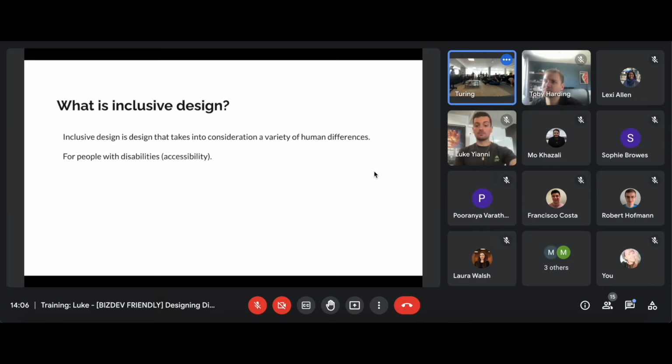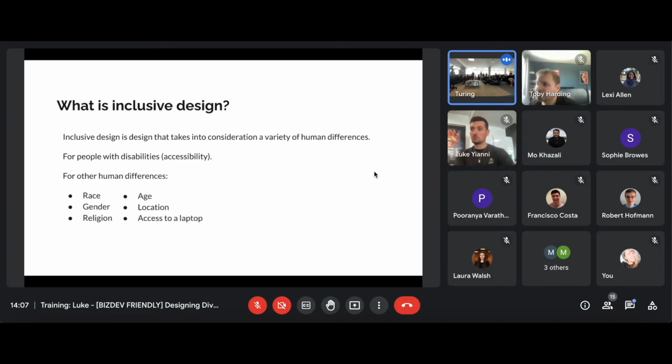This can include people with disabilities, which is the accessibility front, which is what most people think about off the top of their head, but other human differences include race, gender, religion, age, location, and even something like access to a laptop, which we'll get into. That doesn't sound like something that is a difference in inclusivity, but we'll get into what that means.